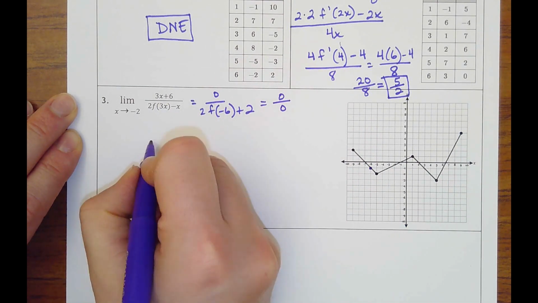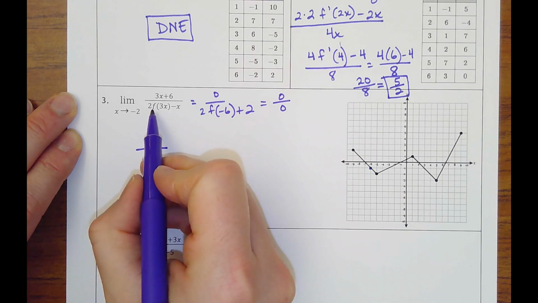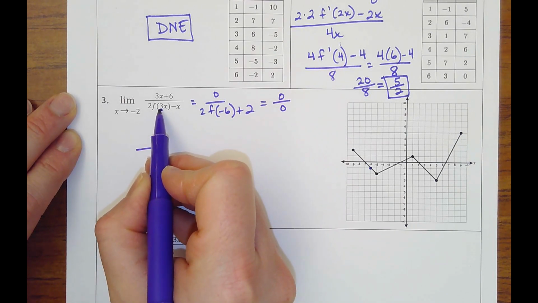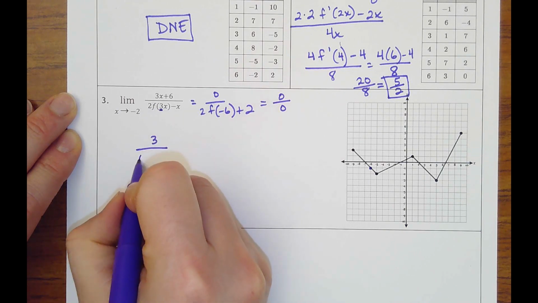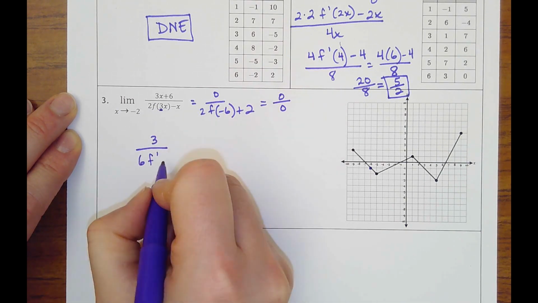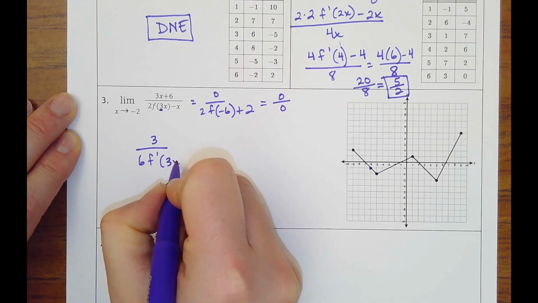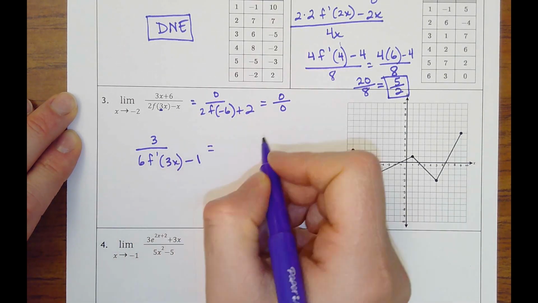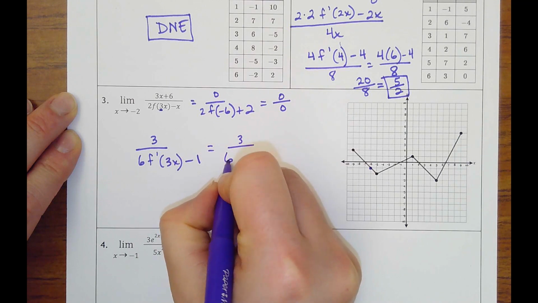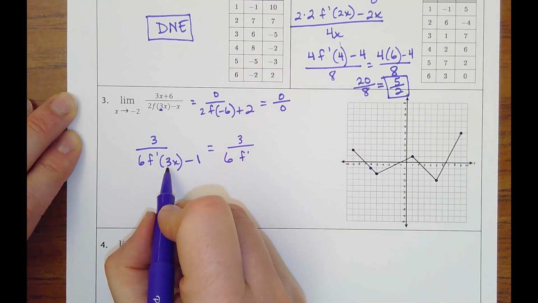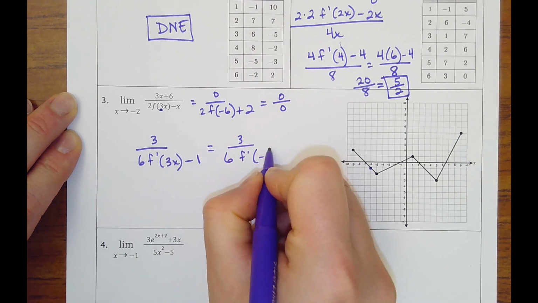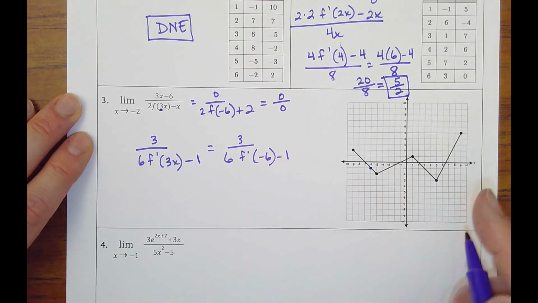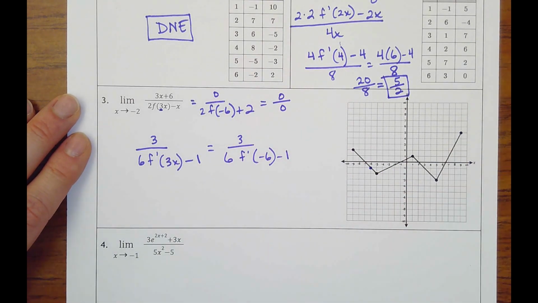Derivative of the top is easy. It's just 3. Derivative of the bottom, since I know I'm going to have chain rule, that 3 is going to have to get multiplied by the 2 in front, so it'd be 6 times f prime of 3x minus derivative of x is 1. Okay, now do your direct substitution. 3 times negative 2 would be negative 6 minus 1. So I'm trying to find the slope at negative 6. So that would be this piece right here.